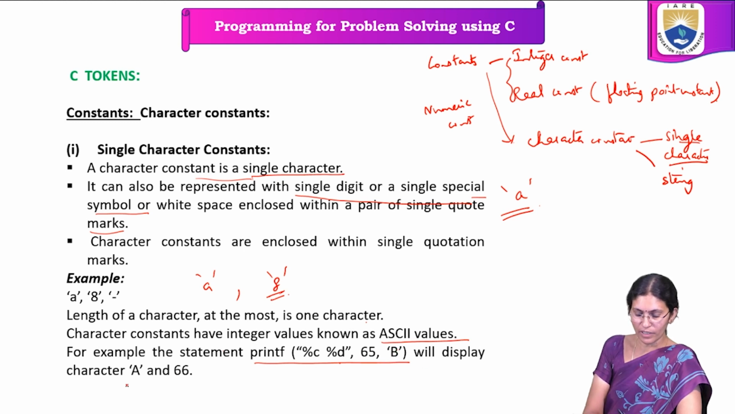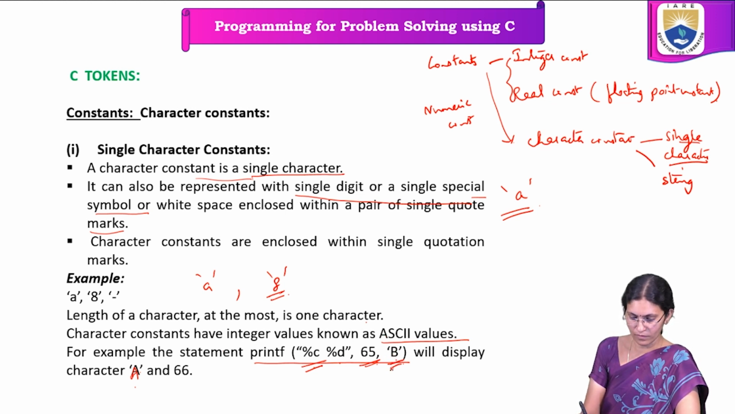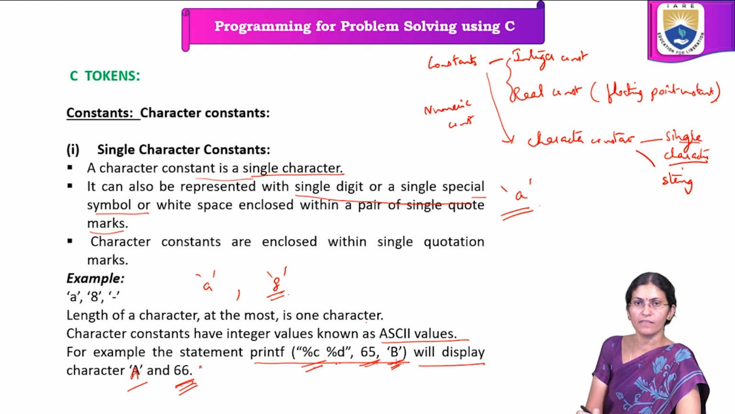So here it will display, for %c, the corresponding value 65, that is A. It represents the character A. And the 'B' value represents an integer constant, and the integer value of 'B' is 66. So this printf statement will display the character A and 66.